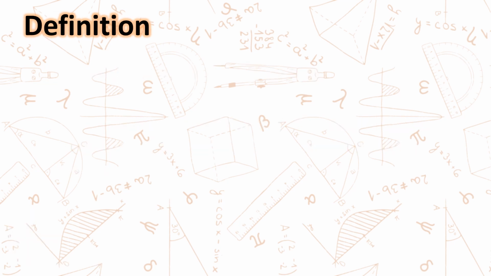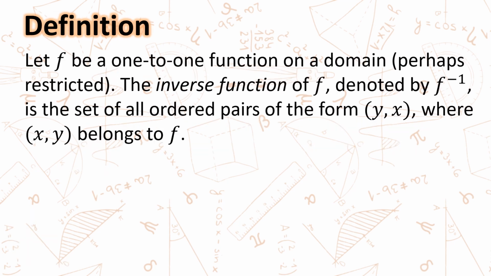Okay, let's proceed to our definition. Let f be a one-to-one function on a domain, perhaps restricted. The inverse function of f, denoted by f inverse, is the set of all ordered pairs of the form (y, x), where the ordered pair (x, y) belongs to f.